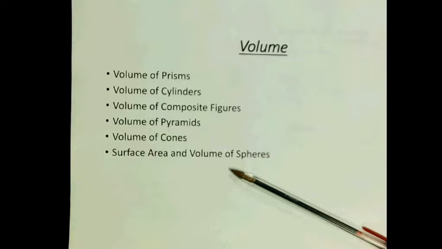Alright, class, welcome back to our unit on volume. And today, we're going to learn about the surface area and volume of spheres. We haven't talked about spheres yet.